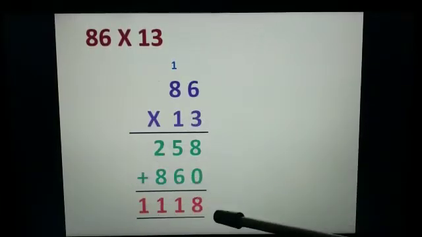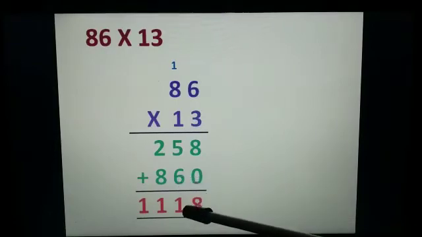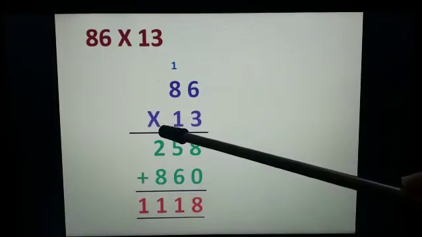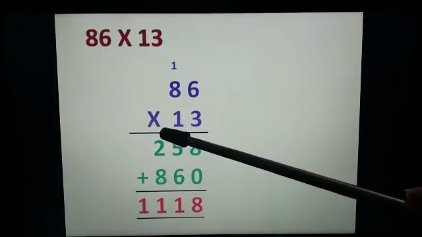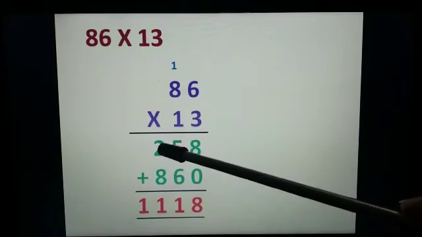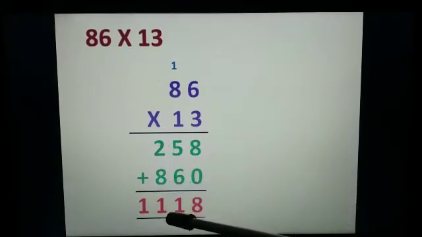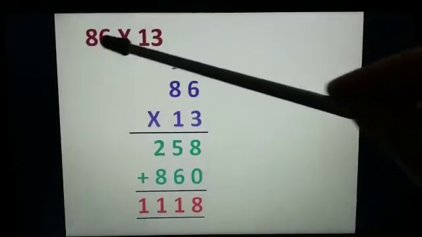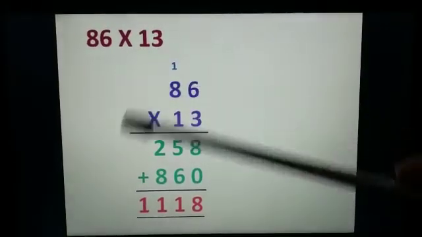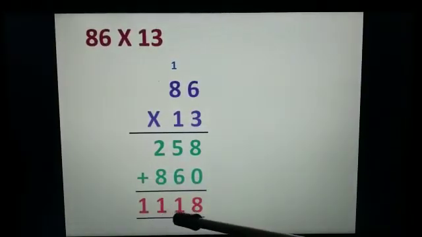8 plus 0 is equal to 8. 5 plus 6 is equal to 11. 1 will be written here, and 1 will be carried over to the hundreds place. So 1 plus 2 plus 8. 1 plus 2, 3. 3 plus 8 is equal to 11. So the product of 86 into 13 is 1118.